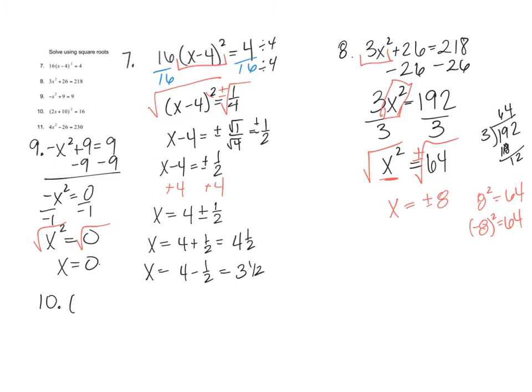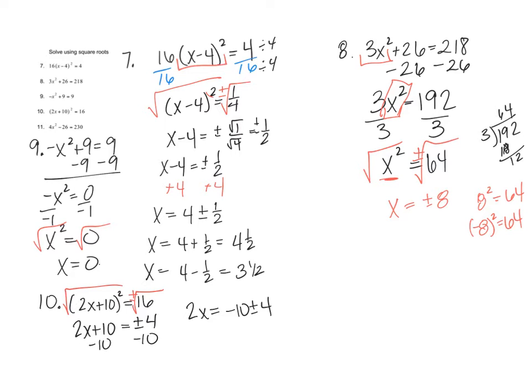We have (2x + 10)² = 16. So I have nothing outside my parentheses, so I need to get rid of the square by taking the square root of both sides, plus or minus the square root. So we get 2x + 10 equals plus or minus 4. And then we're going to subtract 10 from both sides, and we get 2x equals negative 10 plus or minus 4. So that gives us two numbers.